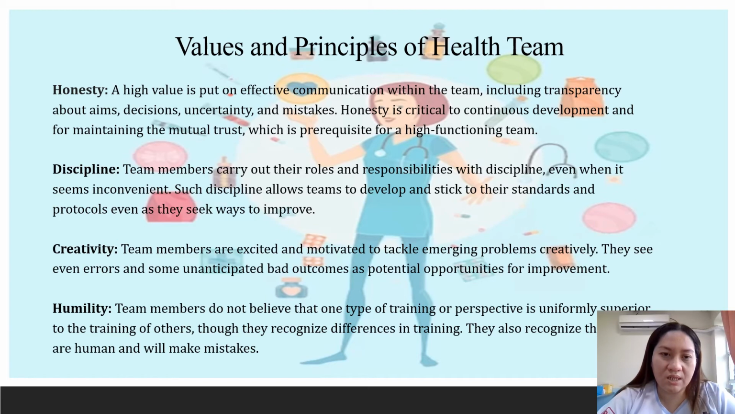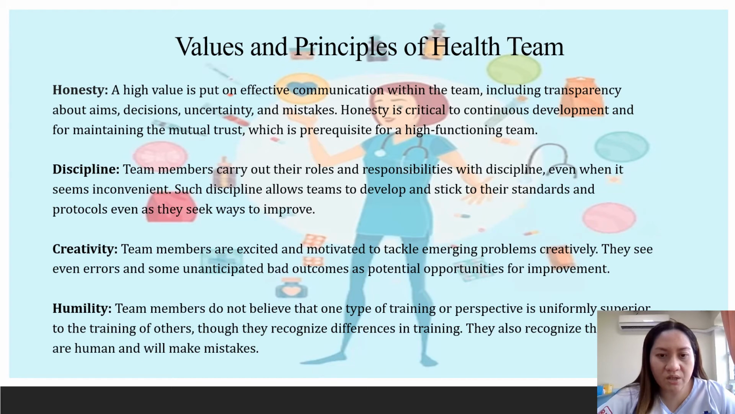There must also be discipline. The team members carry out their own roles and responsibilities with discipline even when it seems inconvenient. Such discipline allows the team to develop and stick to their standards and protocols even as they seek ways to improve. So if you're part of the health team, when we say discipline, you must be on time on your interventions that you do. You must stick to the policies and rules of the hospital as well.